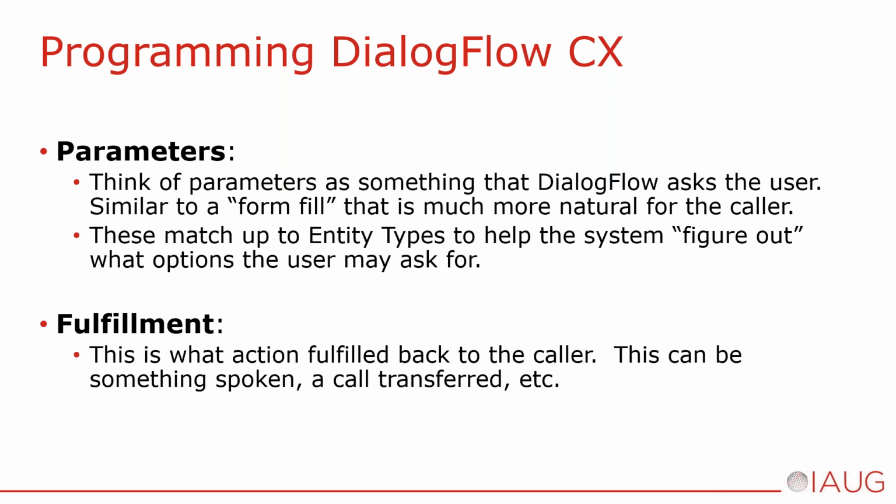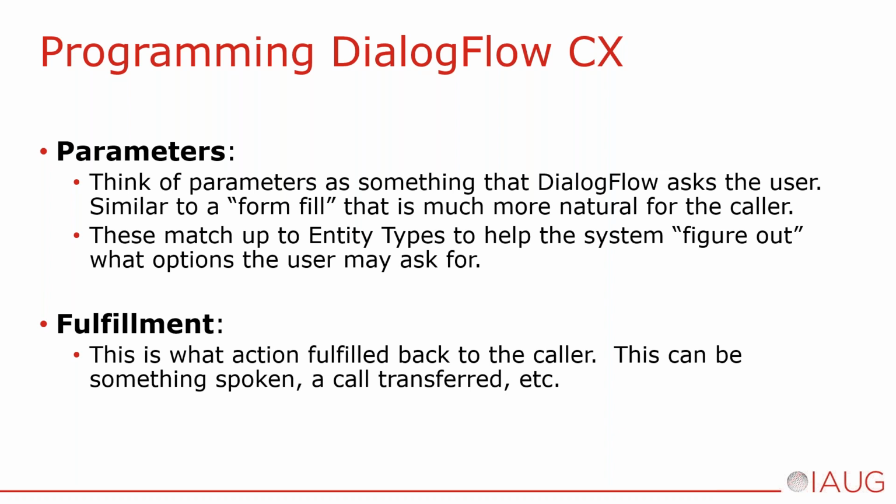I mentioned parameters, but parameters are something that Google Dialogflow can ask the user, similar to a form fill. When you were listening to the demo of me making the appointment, there were a bunch of follow-up questions, and I was being asked one question at a time. So parameters are essentially those questions. What are those bits of data that I need in order to fulfill an action? Those parameters can be optional, or they can be mandatory.